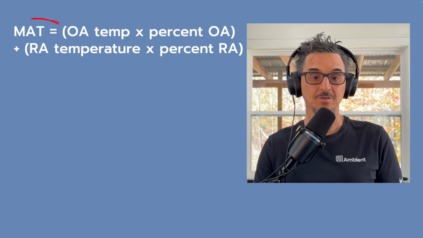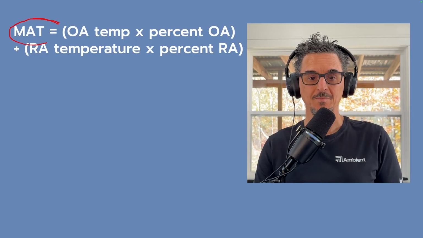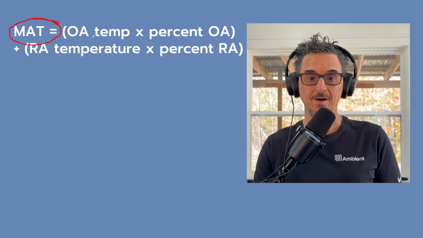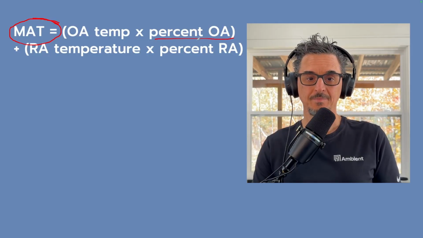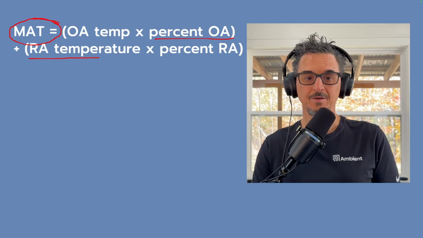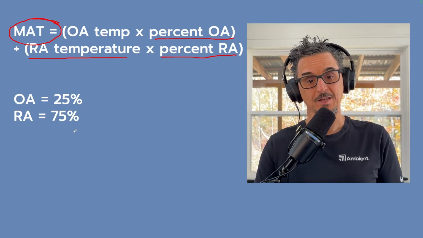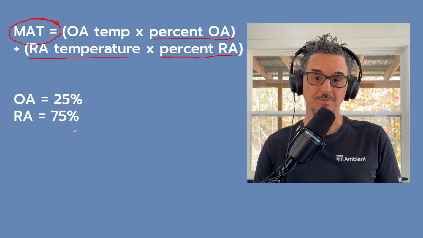So this is actually a very simple calculation. The mixed air temperature will equal your outdoor air temperature times the percentage of outdoor air plus the return air temperature times the percentage of return air. As noted on the previous slide, the outdoor air is 25% and the return air is 75%.